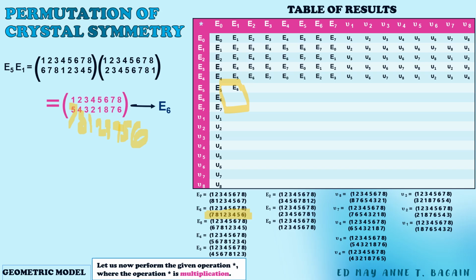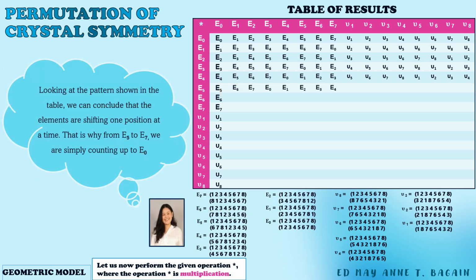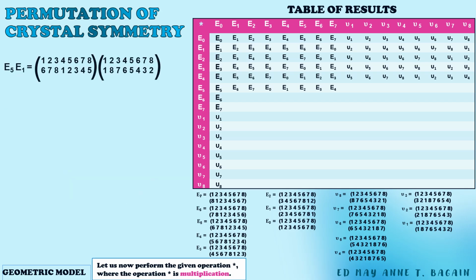Okay, that is the pattern. So let's check what would be the answer for epsilon sub 5 again. So I think that this one would be the correct one, since I made a mistake earlier. So it's 6 5 4 3 2 1 8 7.